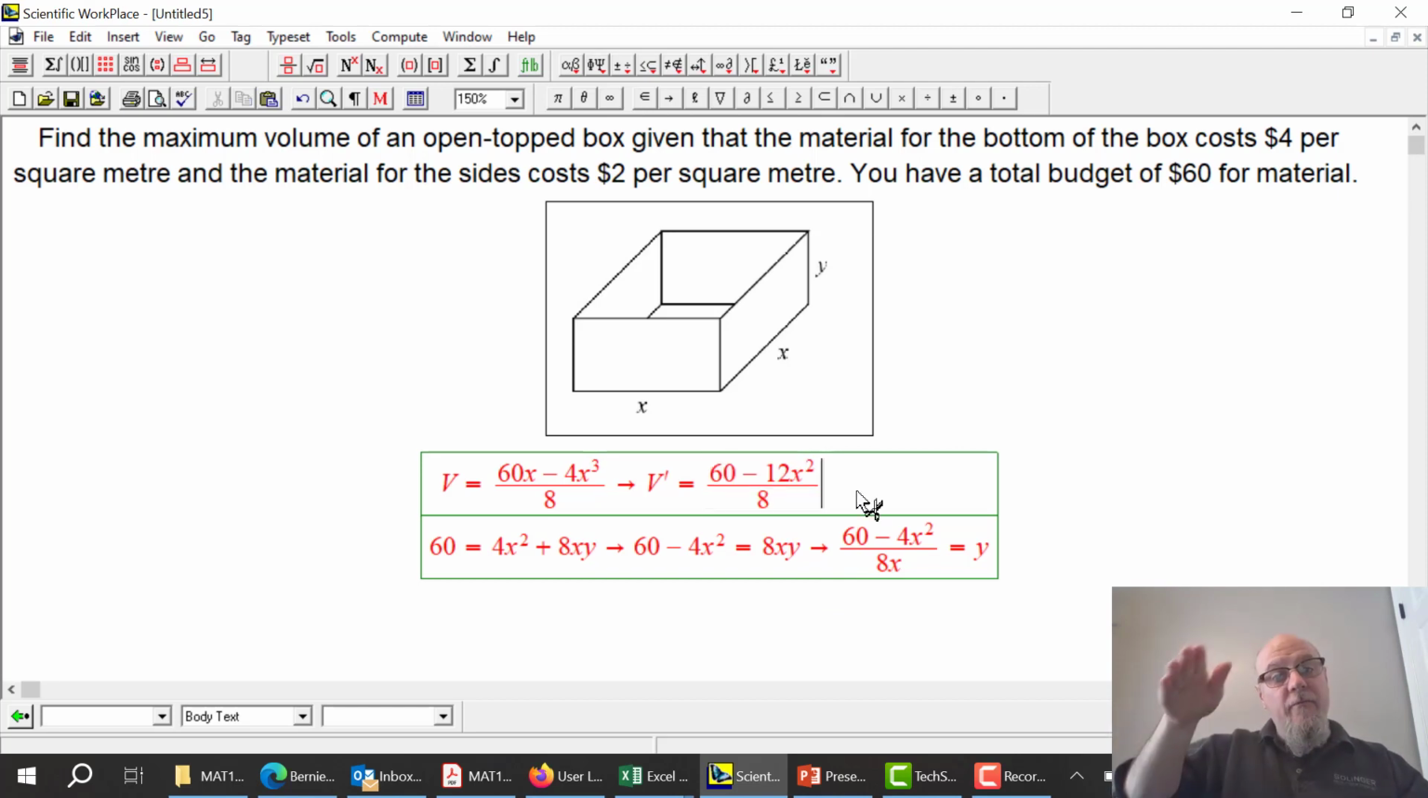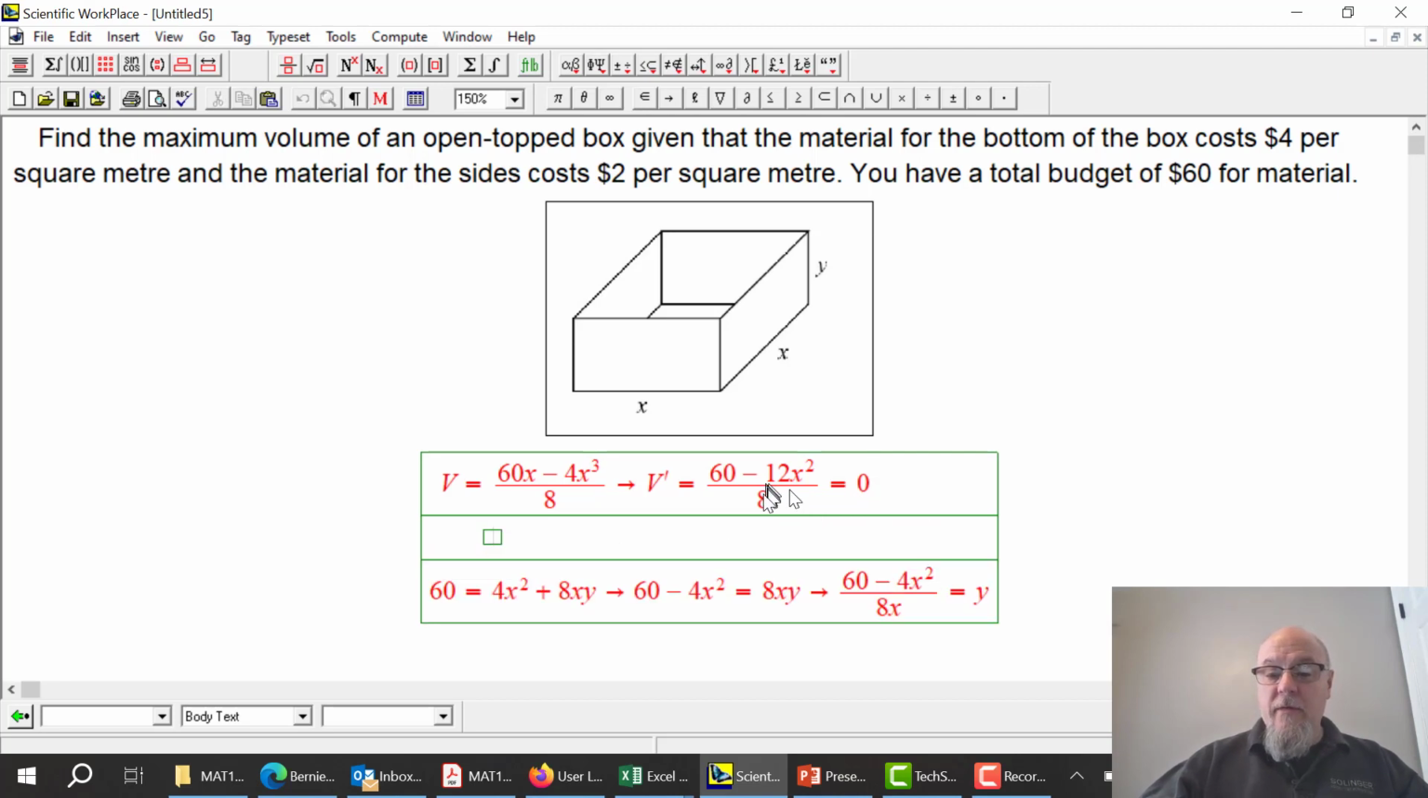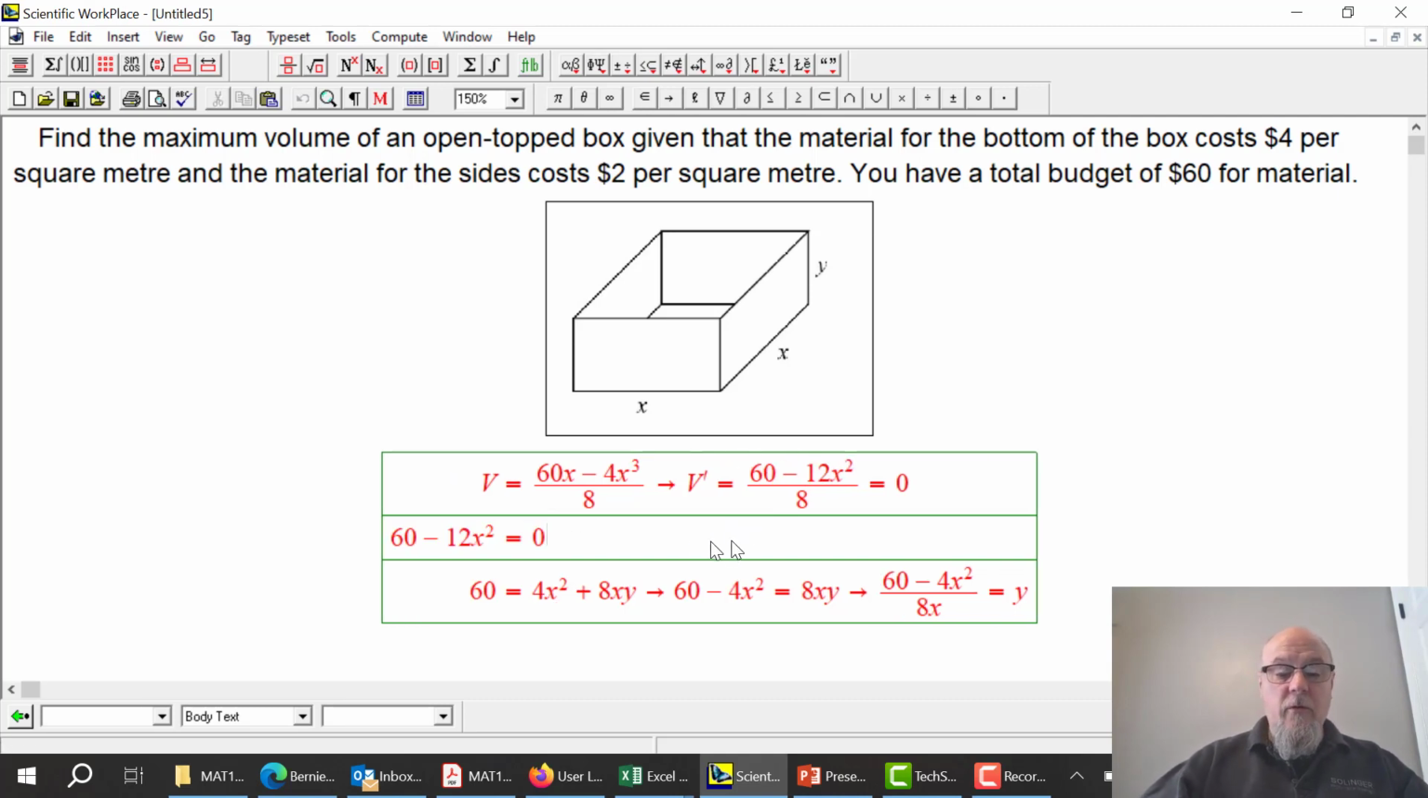I want a maximum value, so I want a place where the slope is flat. I'm setting that equal to 0, and now it's a matter of solving this for x. Now I can see it was a good idea that I ignored the 8 because I'm going to cross multiply it up here. And when I do that, 8 times 0 is 0. I'm just getting 60 minus 12x squared is equal to 0.